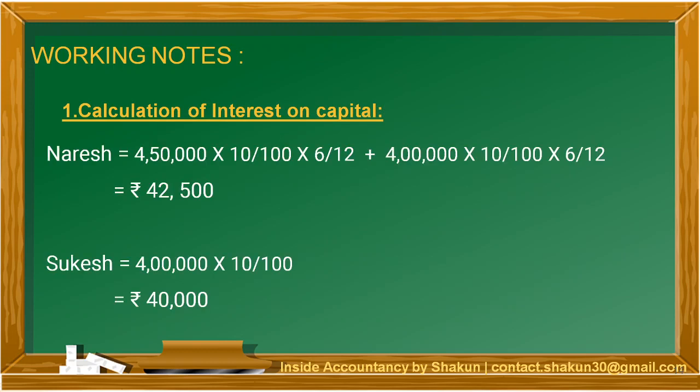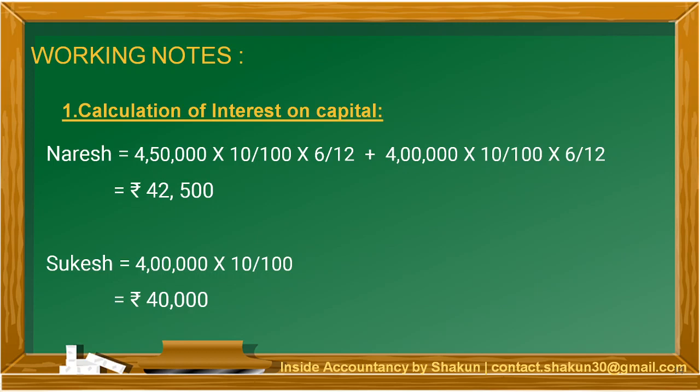In case of Naresh, the opening balance was 4,50,000. In case of Sukesh, the opening balance of capital account was 4 lakh. Now Naresh had withdrawn 50,000 out of his capital. So after 6 months, his capital would have become 4 lakh. From 4,50,000, he had withdrawn 50,000. So his capital after 6 months would have been 4 lakh.